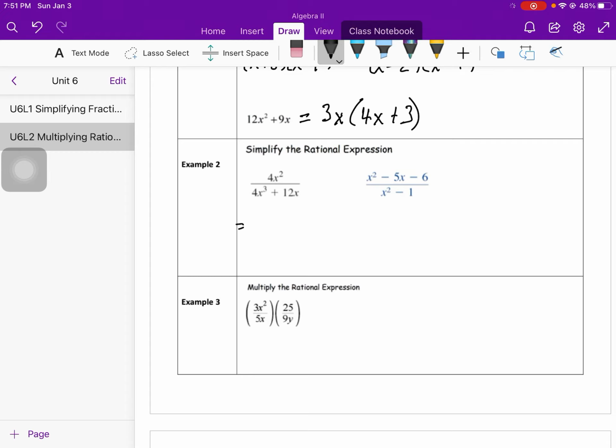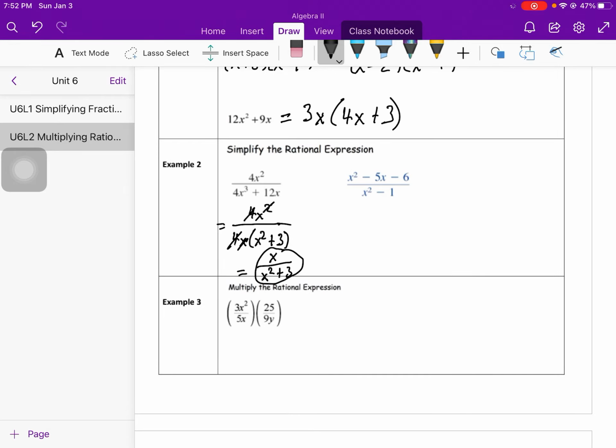But the bottom, what can you take out of both of those terms? Well, you can take a 4 and an x, and then you're left with x squared plus 3. Now, if you notice, we have 4x squared on the top, and we have a 4x that we can take out. So the 4's are going to go away. And then a single x from the top and bottom is going to go away. So what we're going to be left with is x on the top, x squared plus 3 on the bottom. And you can't factor out x squared plus 3, so this is as far as we can take that one.